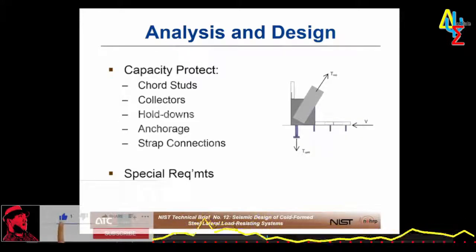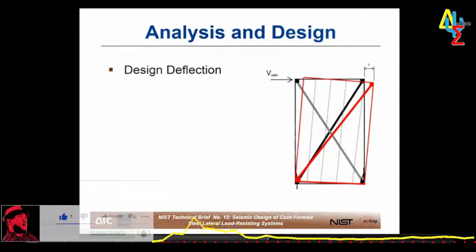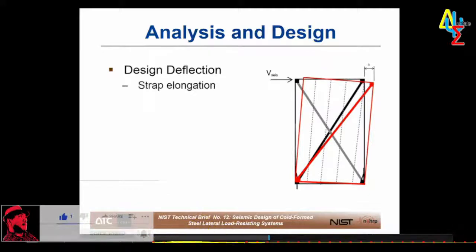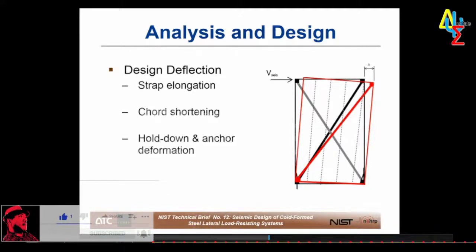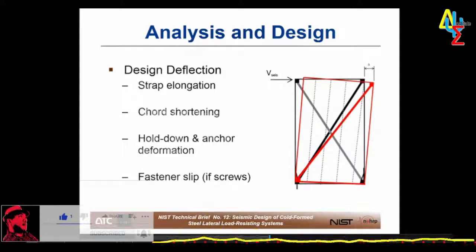And also you want to make sure that if you are using straps on just one side of the wall, that you consider the effect of that one-sided force on moments in the cord studs. And the deflection of strap braced walls is determined by principles of mechanics, but specifically you've got to include strap elongation, compression cord shortening, displacements due to hold down and anchorage deformations. And if you're going to use screw connections, you've got to consider screw slip. So, deformations of the fasteners at the end of the straps.